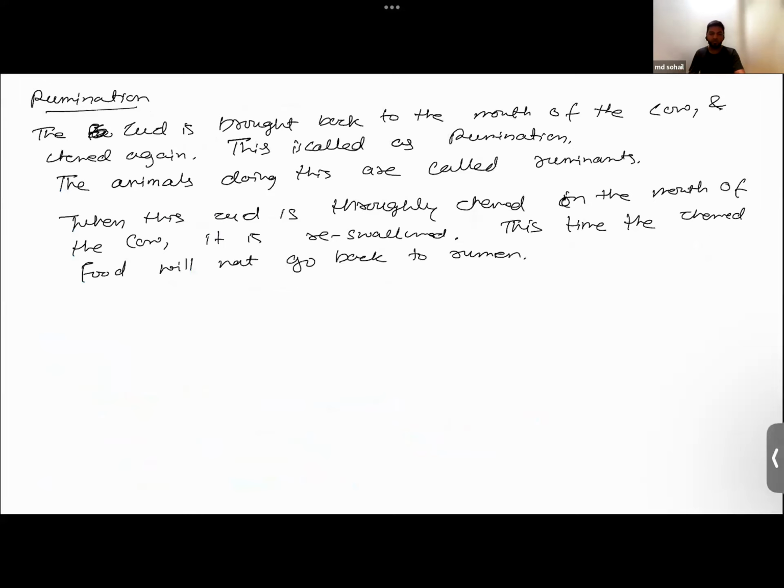Yes, sir. Okay. Now, what about carnivores? Why can they not digest the cellulose present in the food? Because they don't have the enzyme. Can you name the enzyme required to digest cellulose? If you remember, I told you the name of the enzyme in the previous class. Any idea? That is called cellulase.